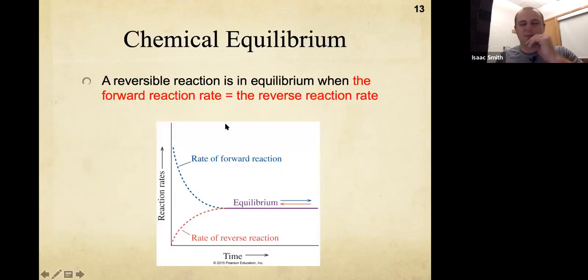Okay. And so here's what's happening at chemical equilibrium. As soon as a reaction starts, let's say we're looking at this reaction where A plus B forms AB. Well, let's say this is actually a reversible reaction. So when you start the reaction, you're just going to add A and you're going to add B.